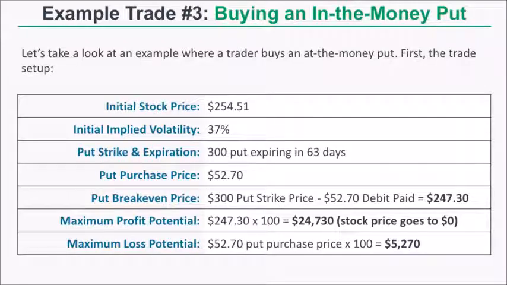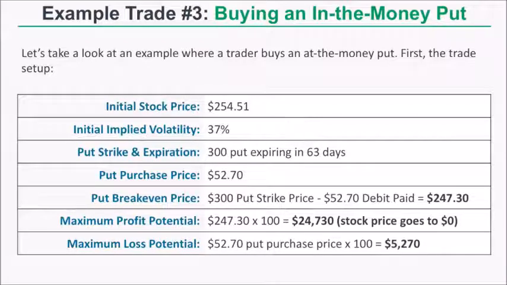So the put purchase price is $52.70. So we're paying quite a lot for this option, but that's because it is in the money and most of its value is intrinsic. So this brings our break-even price to the put strike price of 300 less the premium paid of 52.70, which comes out to 247.30. Now the maximum profit potential on this trade is 247.30 times 100, which is $24,730, which only happens if the stock price goes to zero in the next 63 days.